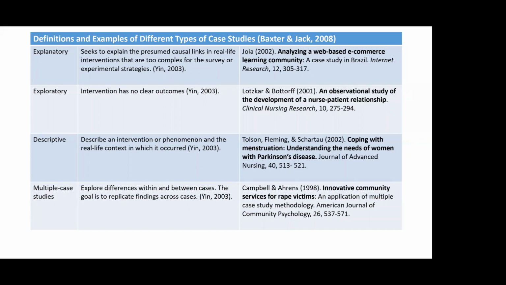For the exploratory, intervention has no clear outcomes. A good example, an observational study of the development of a nurse-patient relationship. So you're not sure what the outcomes will be. So that would be an exploratory case study, qualitative case study. A descriptive qualitative case study describes an intervention or phenomenon and the real life context in which it occurred. An example, coping with menstruation, understanding the needs of women with Parkinson's disease. So it's descriptive. And then there are times when you want to compare cases. So you use multiple case studies, explore differences within and between cases.